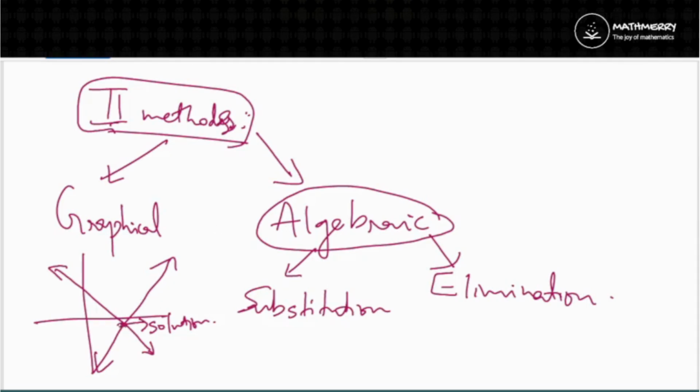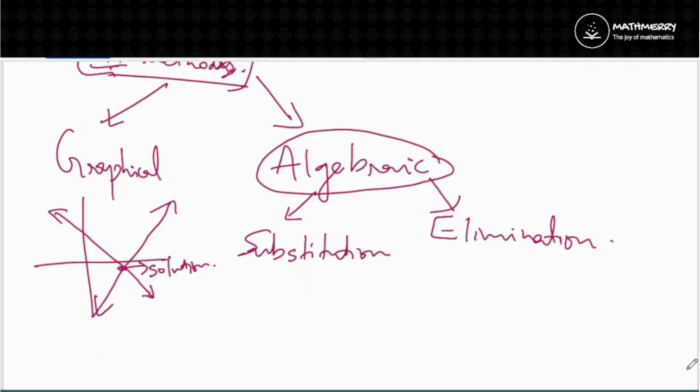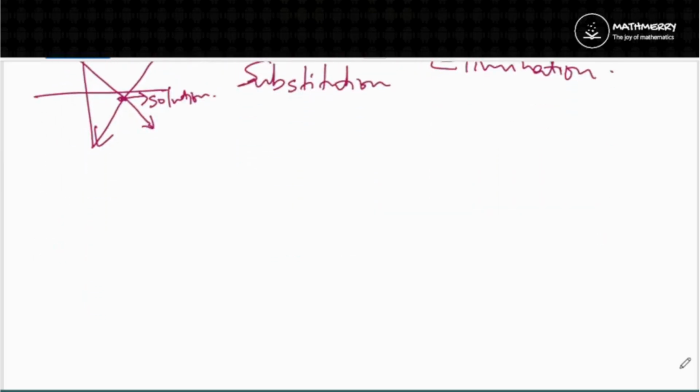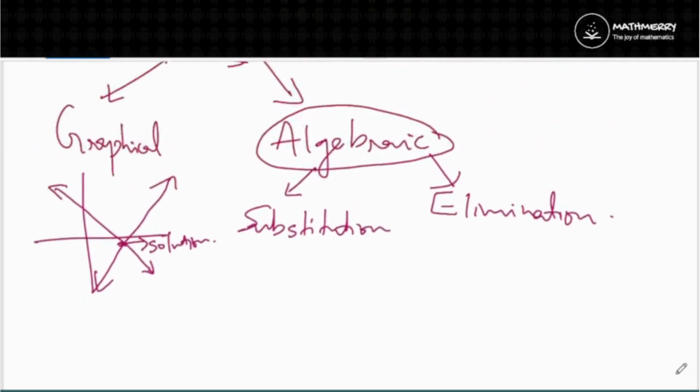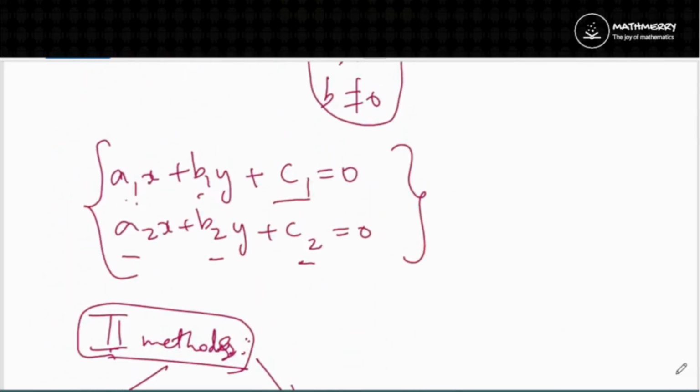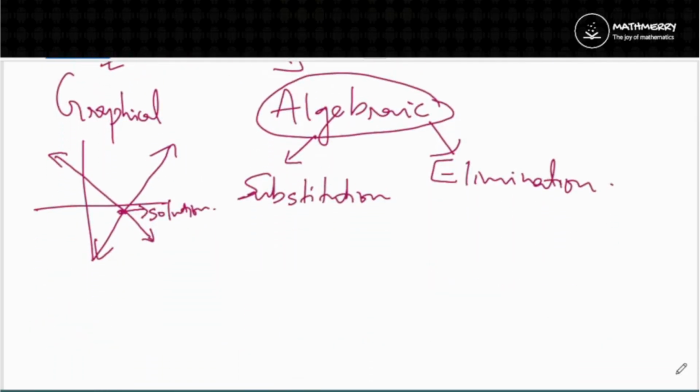Now, if they intersect at one point, we can say that that's a solution for the given pair of linear equations. Now, based on the solution, we can categorize our pair of linear equations into two basic classifications. One is consistent and the next one is inconsistent.